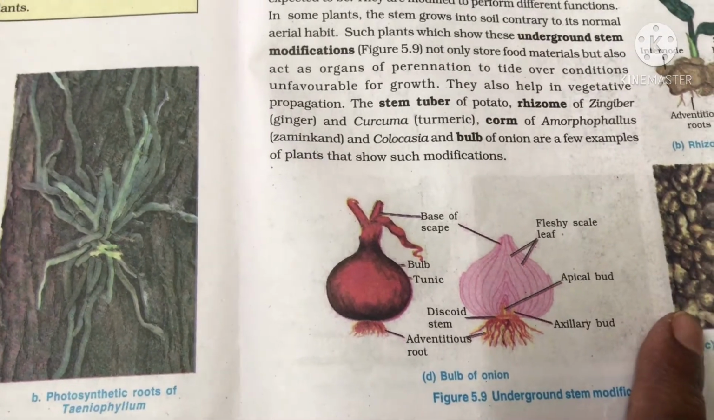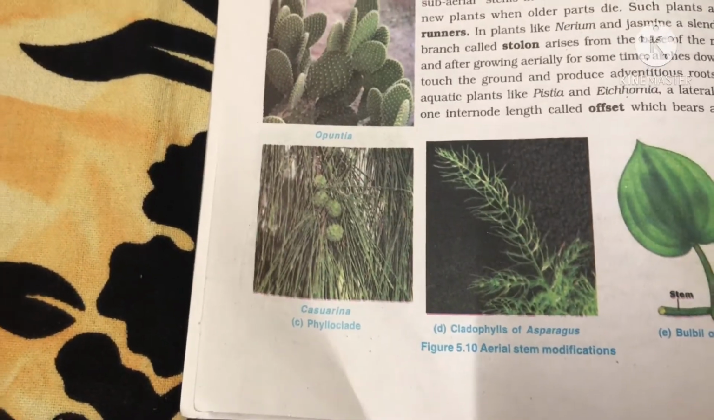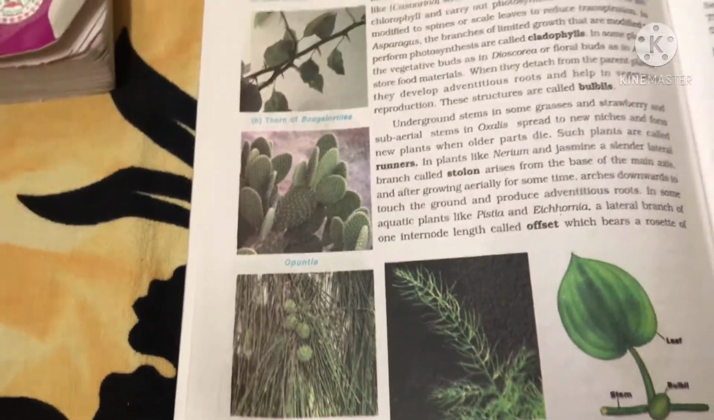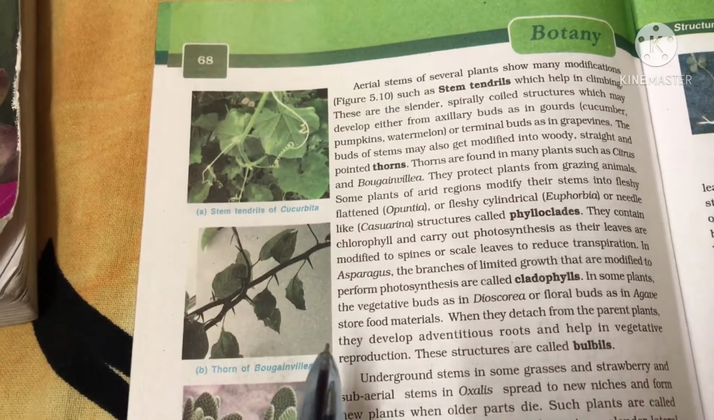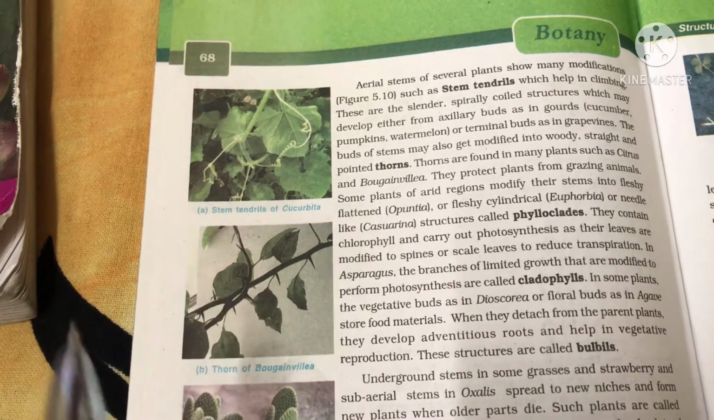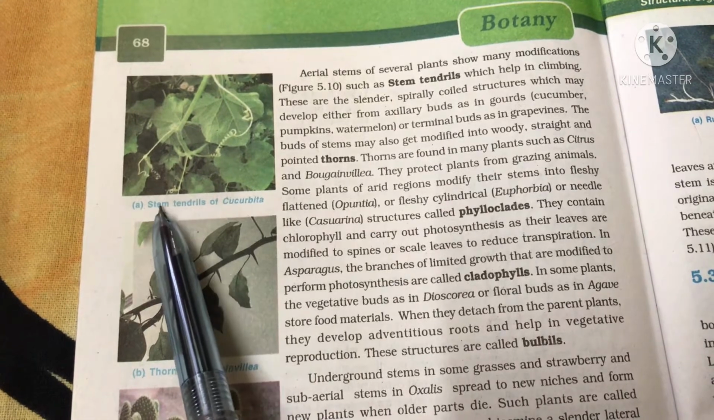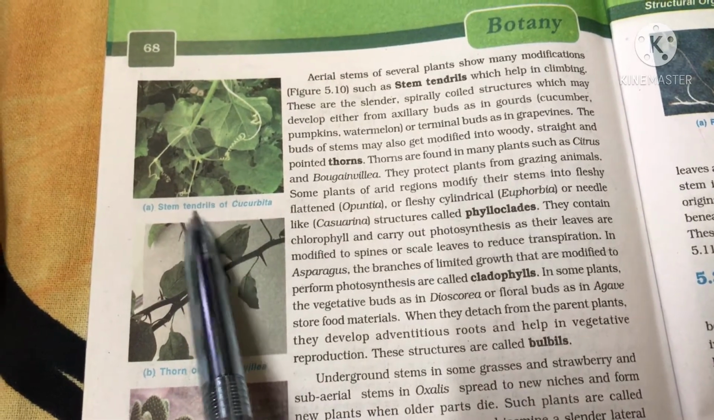Then next, coming to aerial stem modification. Aerial stem means the stem is present above the soil. This is the aerial condition. In aerial stem modification, the first one is tendrils.